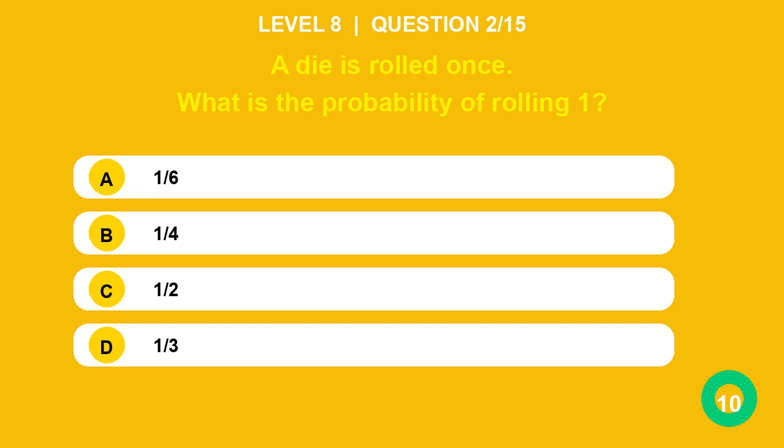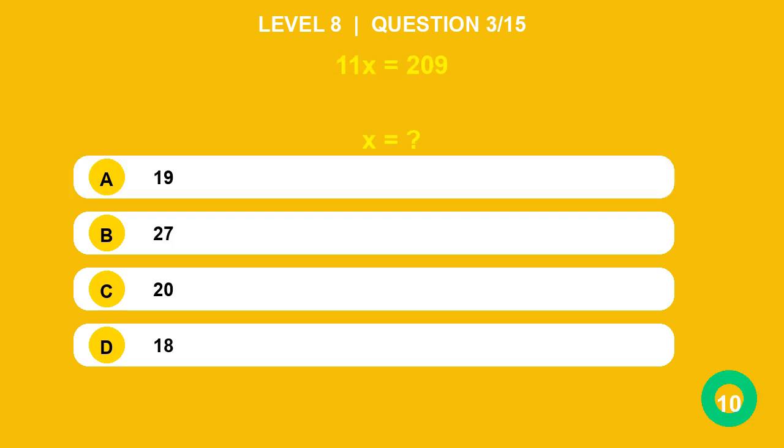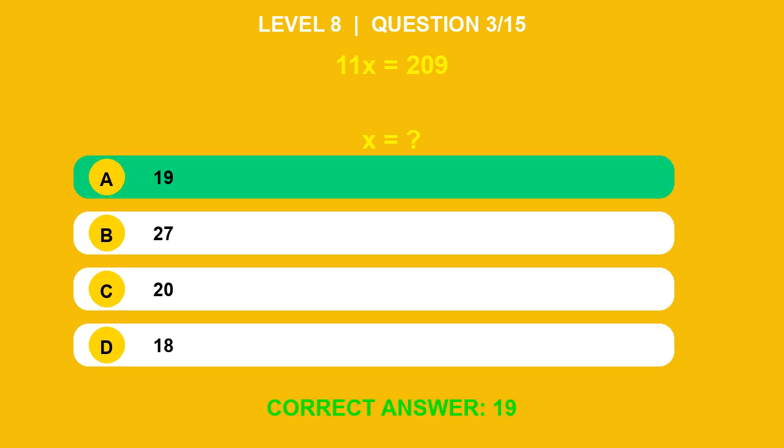What is the probability of rolling one? Answer is 1/6. 11x equals 209. X equals? Answer is 19.